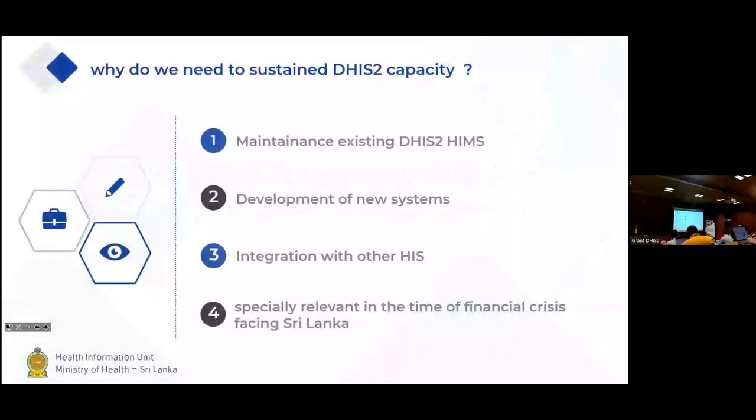Earlier also, you highlighted the importance of different pillars. One thing is to maintain the existing systems, you need people. For new development, you require people to program and implement. And when you have multiple health information systems, we need people for integration. Now, Sri Lanka is facing a financial downturn or crisis, so cost-effective software applications and implementations are very important at this stage in our country.